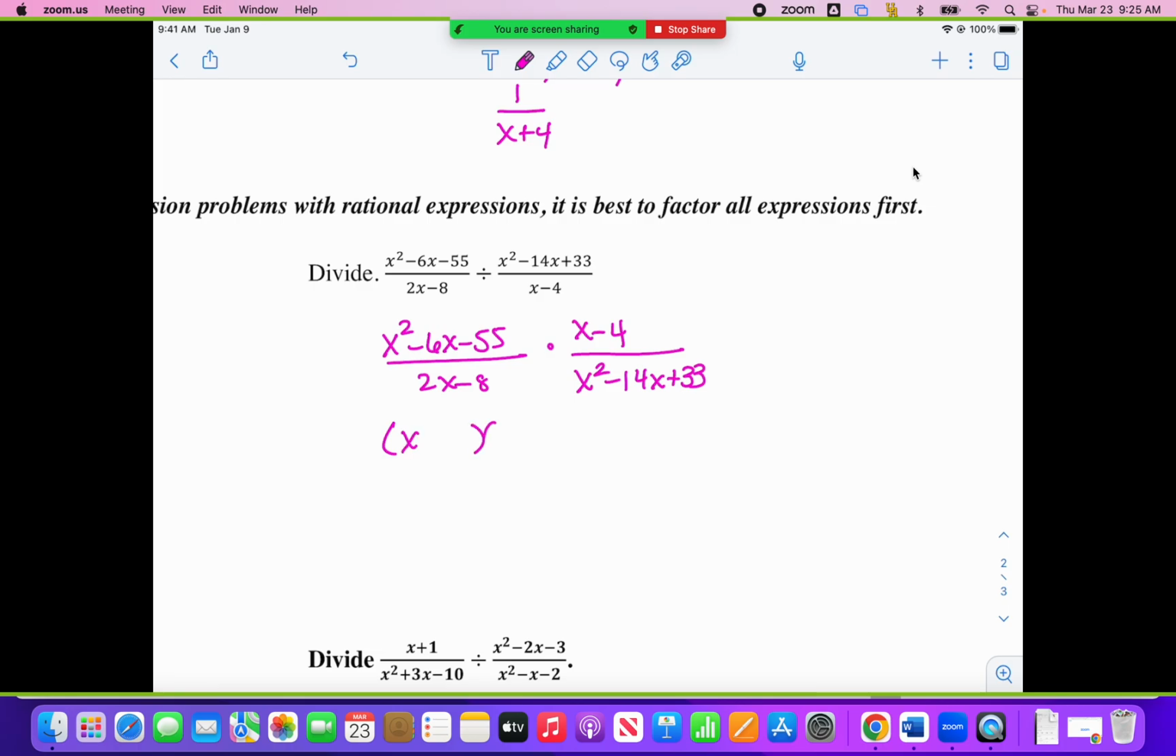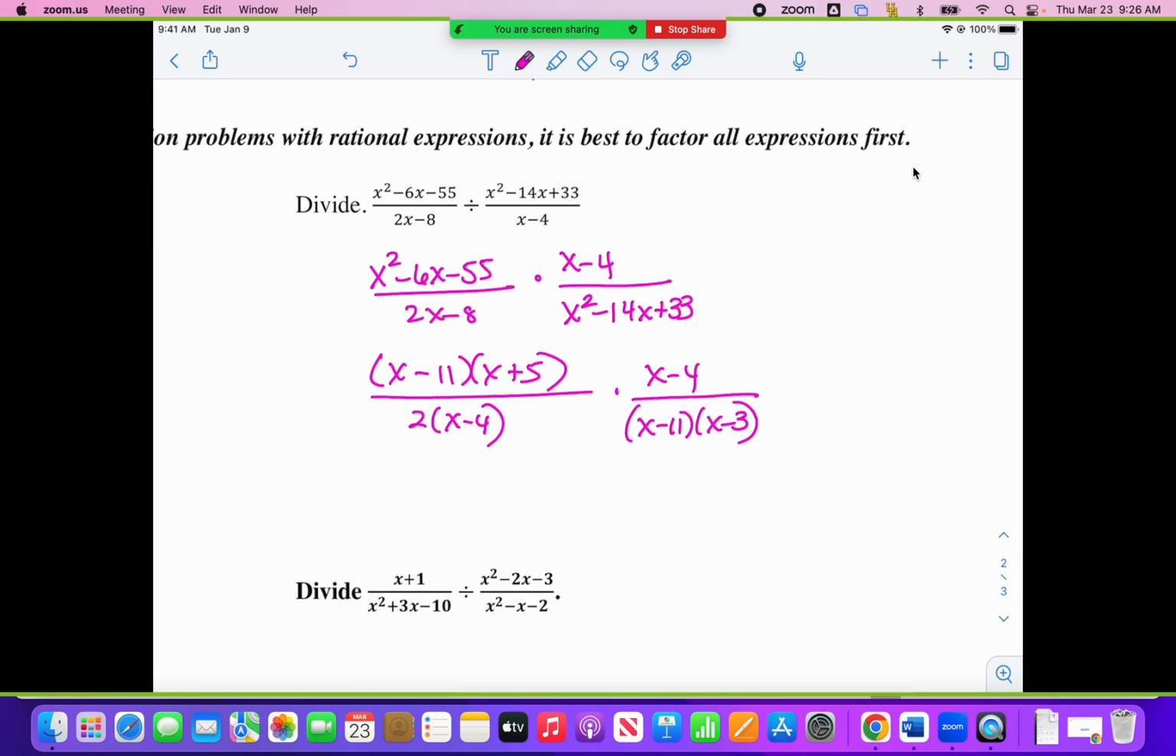All right, so I'm getting x minus 11, x plus 5. I factor out the 2 and got x minus 4. This is going to be x minus 11, x minus 3. Can you give me thumbs up? How many got it factored correctly? Okay, those of you that don't have a thumbs up, I should see you in office hours today. So I'm going to knock out the x minus 4, the x minus 11s. What's left? X plus 5, and in the bottom is 2 times x minus 3.